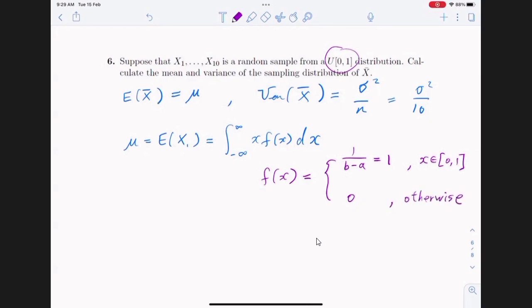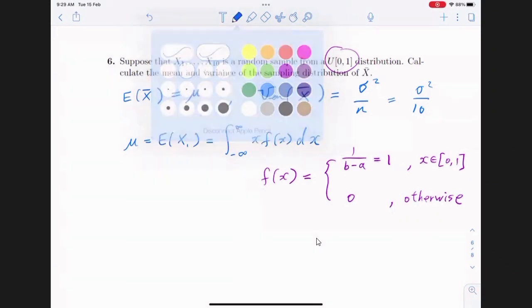This is the probability density function for a uniform 0 to 1 distribution. It is very simple. It is a constant equal to 1 when x is within 0 to 1, and otherwise, outside the range, it is 0. So that we put into the integral.